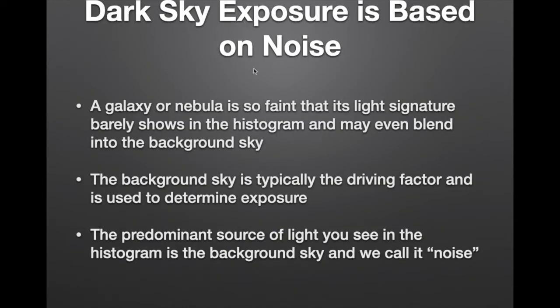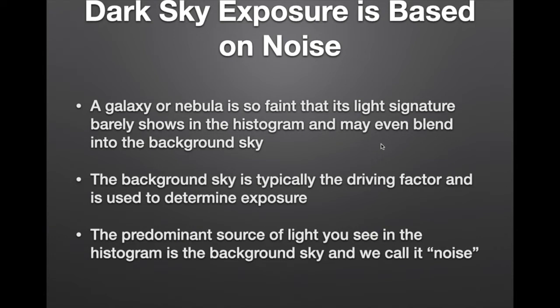So how do we set the dark sky exposure? We do it based on the noise, and that's why we need the histogram. A galaxy or nebula is so faint that its light signature barely shows in the histogram and may even blend into the background sky. Of course, these dark sky objects, you can hardly see them, so they blend into the background sky.